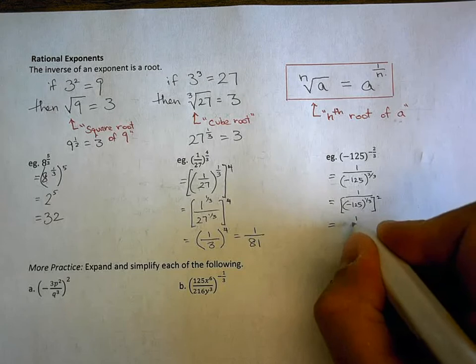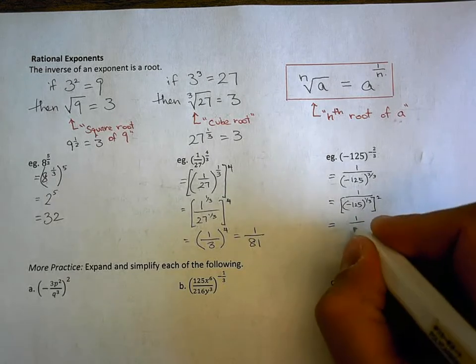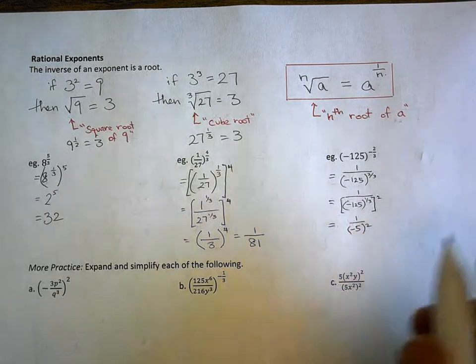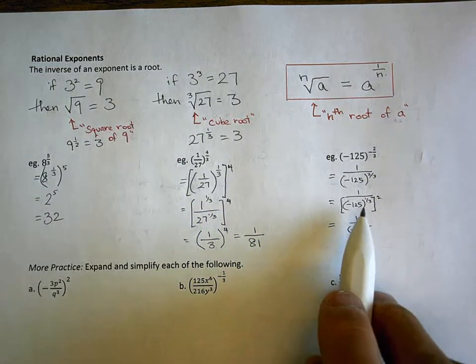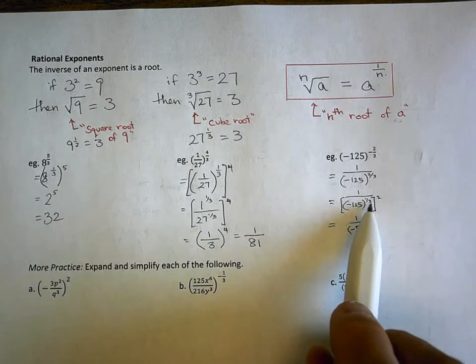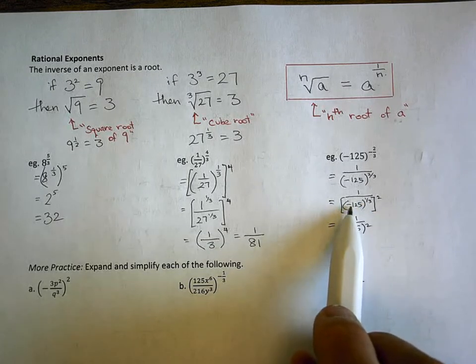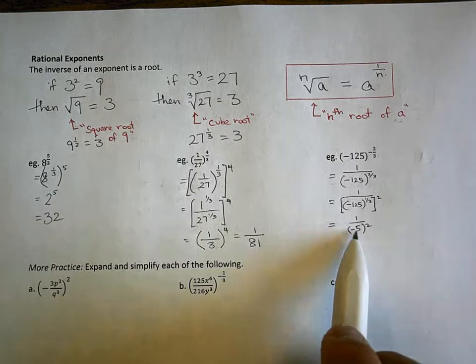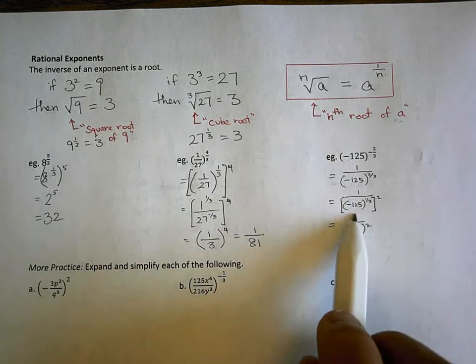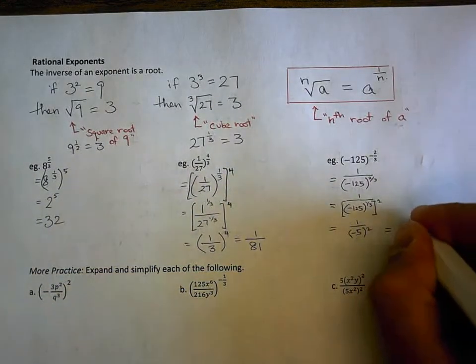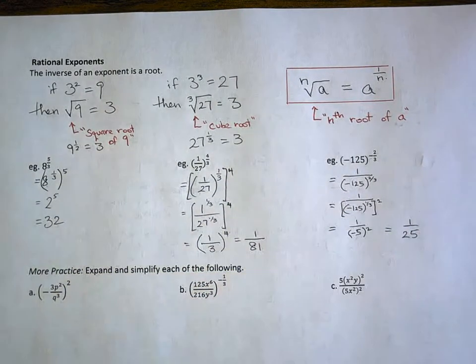So I have 1 over, actually it's negative 5, and then this is squared. Remember what we talked about with negative numbers: it only works out if it's a cube root. I couldn't take a square root of a negative number, but fortunately I can take a cube root of a negative number, because negative 5 times negative 5 times negative 5 gives me negative 125. And now I can square this and I get 1 over 25. Whew.